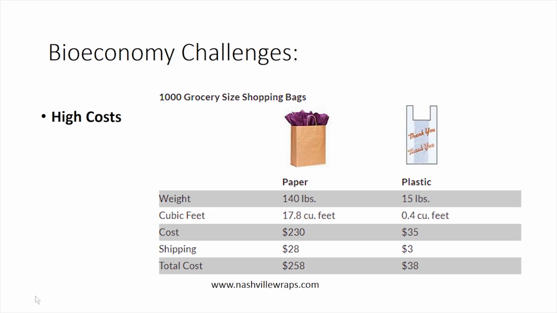To be very blunt, the cost also of bioproducts and bioenergy is a significant hurdle. And I'm just showing here an example where we compare paper and plastic grocery bags. And for 1,000 grocery bags, you can see that the cost for paper bags is about $230. The cost for plastic is $35.